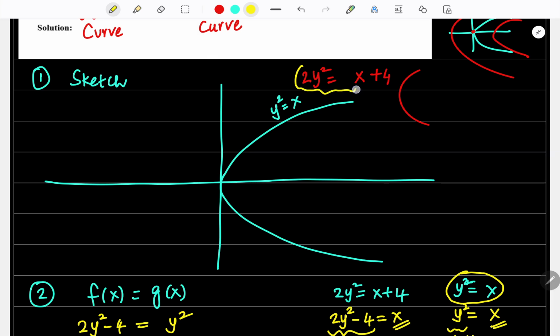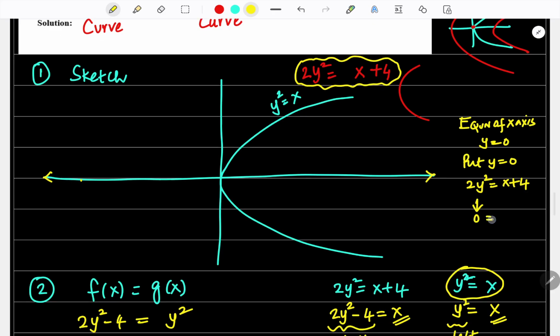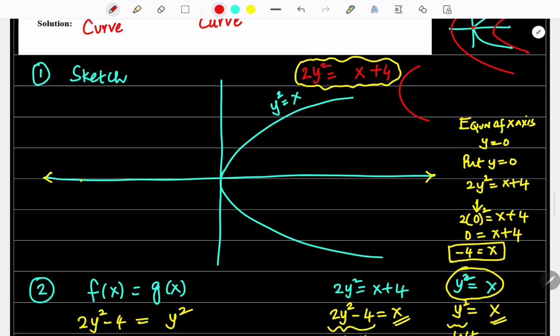2y square equals x plus 4. This is also going like this, but I don't know where it touches here. What is the equation of the x-axis? This is the x-axis, right? So the equation of the x-axis is y equal to 0. So put y equal to 0 in the equation 2y square equals x plus 4. So I put y equal to 0. So 2 into 0 square equals x plus 4. So 0 equals x plus 4. So x equals minus 4. Clear, everybody? x equals what? Minus 4. So what is my point? My point is minus 4 comma 0.